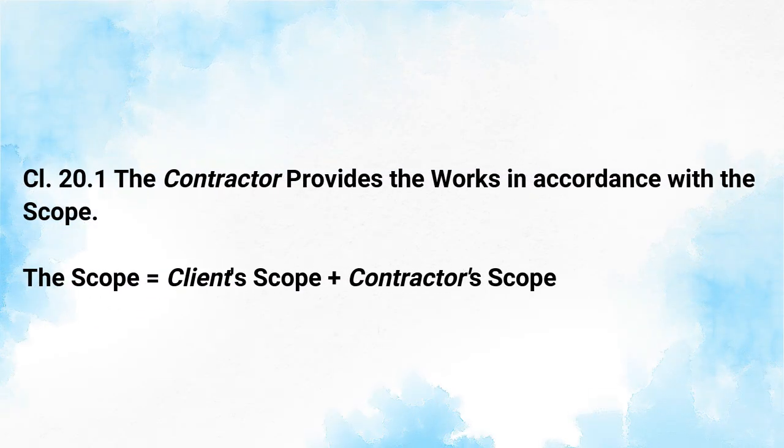Now, it is at this moment we understand, oh, there are two parts in the scope now. One is the contractor's, one is the client's. Now, if we go back to clause 20.1 and read that again, then what does that mean? In clause 20.1, let me read that slowly. It says, the contractor provides the works in accordance with the scope. Then if we think about this, what does it mean? What do you mean by the scope here?